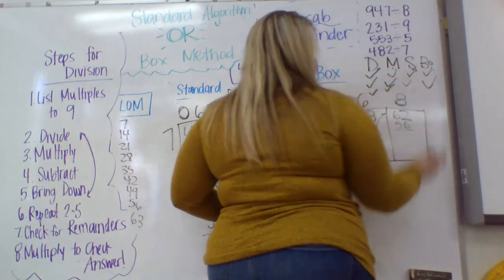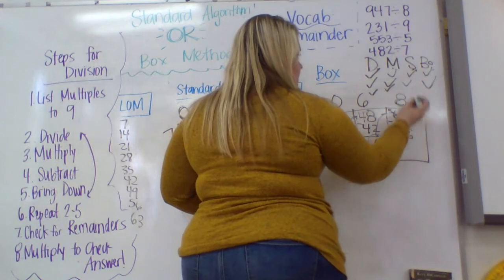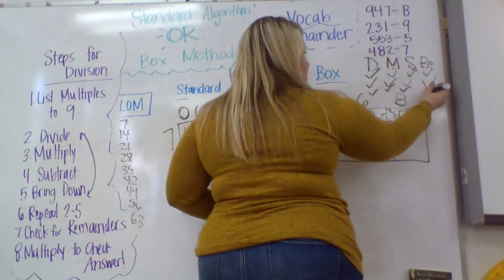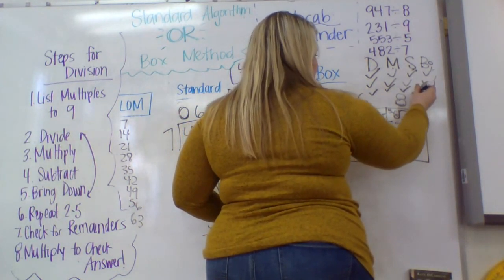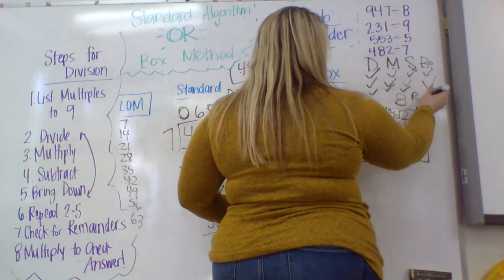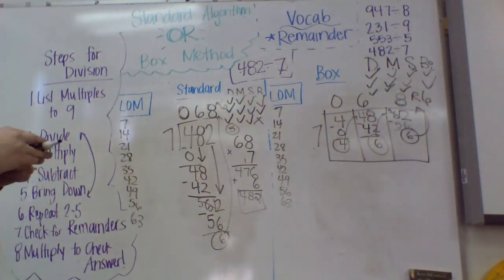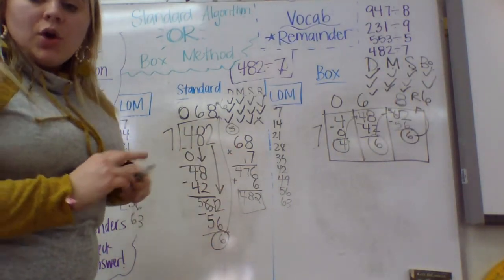I've divided and multiplied. Now I'm going to subtract. And I get 6. I have nothing left. I don't have anywhere left to take it over. So that means I need to bring it up. And that is my remainder, 68 remainder 6, which I've already checked with multiplication right here.